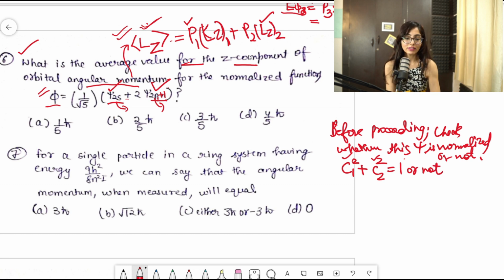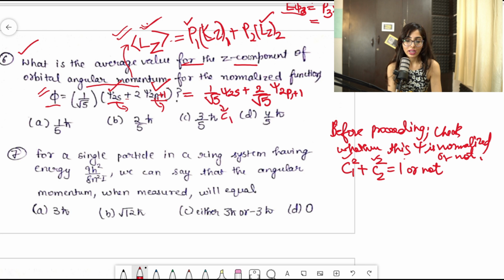So let's check what C1 is. If I elaborate this term, it will become 1 by root 5 psi 2s plus 2 by root 5 psi 2p plus 1. Clear? So now what will be C1 square? It is C1 and it is C2. I hope you can recognize this very small thing by now. Clear? Because I have been repeating it for 5-6 videos. So C1 will become 1 by root 5, so I will write 1 by root 5 square plus C2, that is 2 by root 5 square.